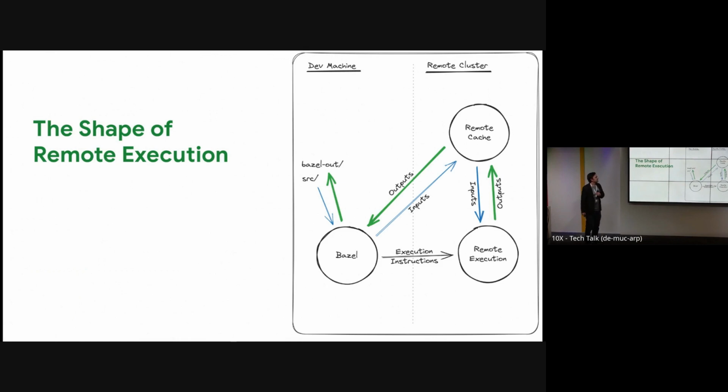So to get there, we're going to have a little bit of a primer here and just the general shape of remote execution. The screens here are a bit staggered, but I hope you guys can see what it says. We have two parts. We have our dev machine and our remote cluster. On our dev machine, that's where Bazel's running. It fetches our source files, uploads them to the remote cache. Then the remote sends execution instructions to the remote execution system. And then the remote execution system pings back and forth with the remote cache with all of the partial results. Bazel then downloads them and puts them into Bazel out.